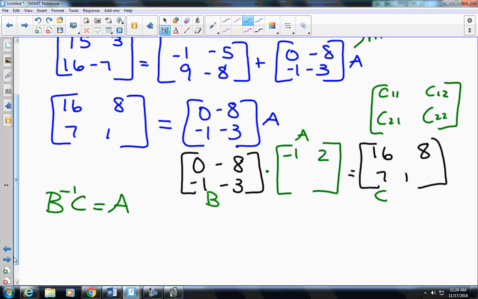Yes. Tell me what it is. -1, 2, -3. Okay. Let's try it. If it works, then we will be able to multiply B times A and get C. See if it works.